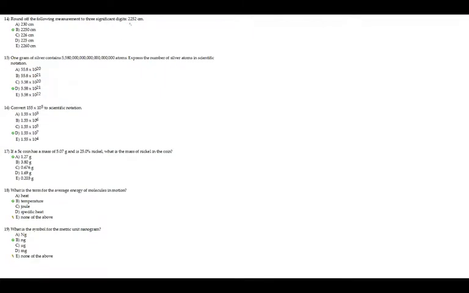Number 14, round off the following measurement to 3 sig figs. All these numbers, counting from the left, are significant. So the first 2 significant, the second 2 significant, the 5 is significant, and we want to round it to 3 sig figs. We can't just drop that last 2, because that changes the number from something like 2,000 to 200. So we use this placeholder 0, which is not a significant digit.